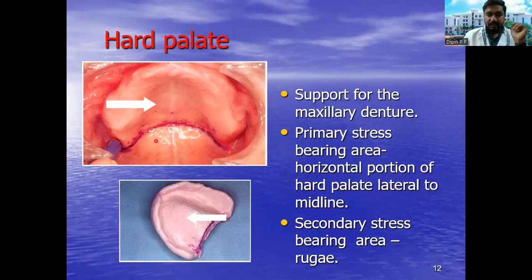Then the hard palate. When we are talking about the hard palate, the posterolateral slopes of the hard palate are considered a primary stress bearing area. So it supports the maxillary denture, and the posteriormost area is a primary stress bearing area where there is cortical bone support and also a thick keratinized mucosa is present. Anteriorly, we have rugae, which is considered a secondary stress bearing area.